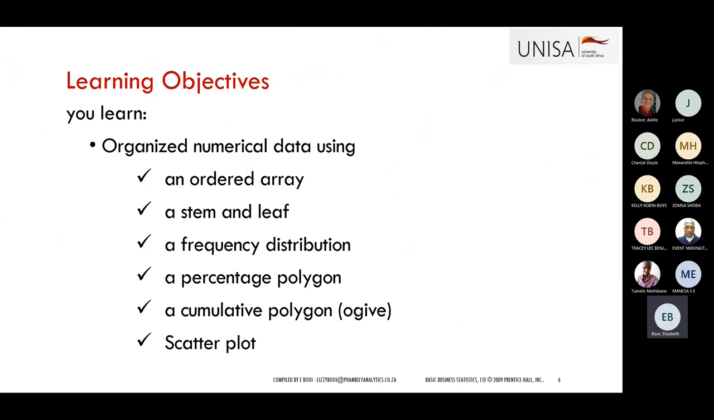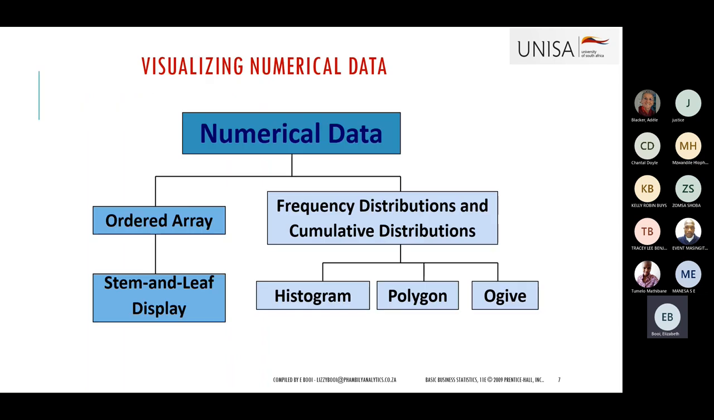By the end of the session, you should learn how to visualize your numerical data by putting them in an order from lowest to highest, by using a stem and leaf plot, by placing them in a frequency distribution table, which is a summary table, by doing a histogram and a frequency percentage polygon graph and a cumulative polygon graph. And also we're going to look at how to visualize two numerical values.